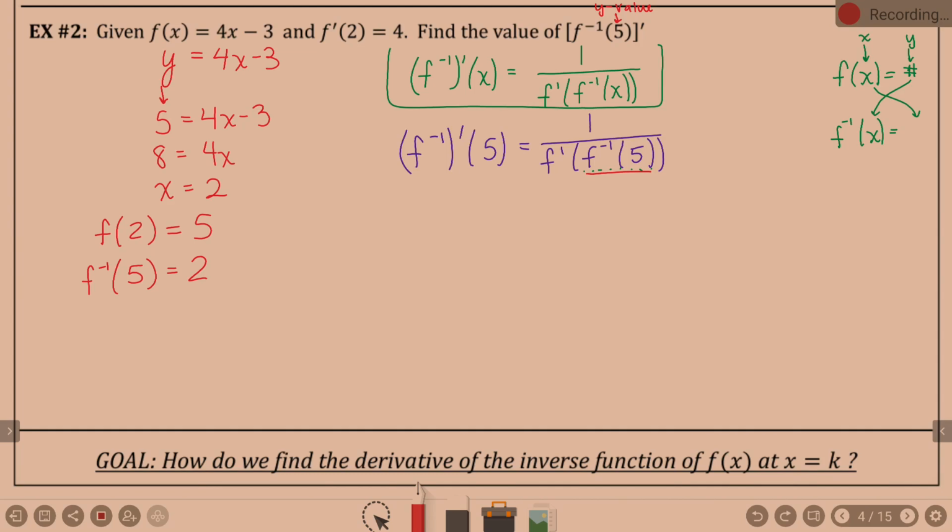Are you with me? I know, first time through, you have to process it. So, what can we fill in right here? I'm at 1 over f prime of f inverse of 5, which is 2. And they just so happened to give us f prime of 2, didn't they? Oh, they did. 4. And so this becomes 1/4.